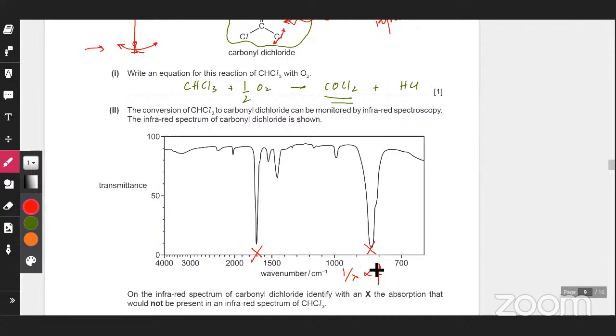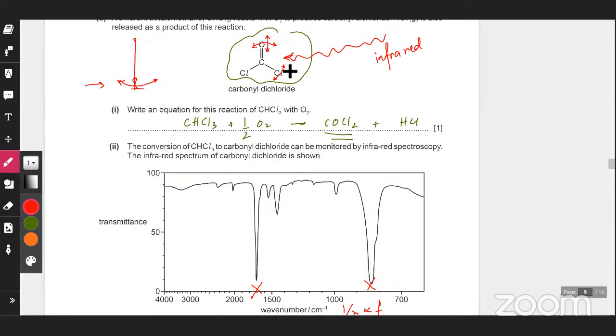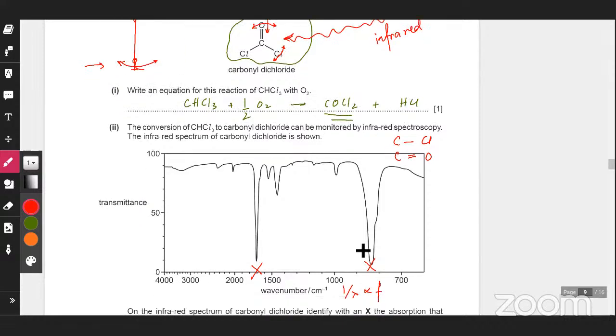The question says the conversion of CHCl3 to carbonyl dichloride can be monitored by infrared spectroscopy. And this is the infrared spectrum of carbonyl dichloride, this molecule over here. You can see that there are two types of bonds: a C-Cl bond that would be swinging around, stretching, compressing, and a C double bond O in this molecule. So you just have to relate which of these absorptions is due to C-Cl and which one is due to C double bond O.